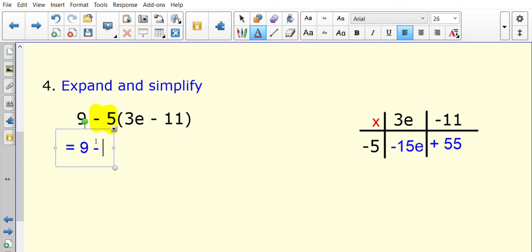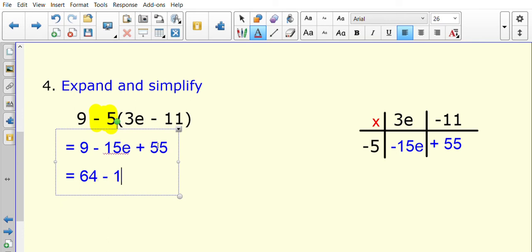Minus 15e plus 55. Gathering your like terms. So I've got a number here and a number here. So positive 9 plus 55 is going to give us 64. And then we have no other e's, so it's still negative 15e. Or if you had that round the other way, negative 15e plus 64.